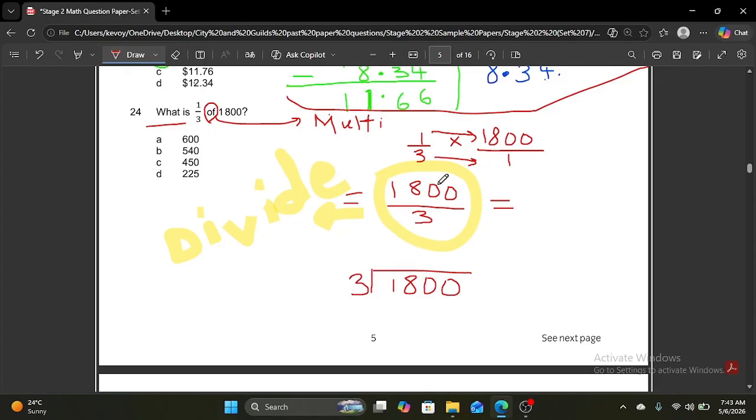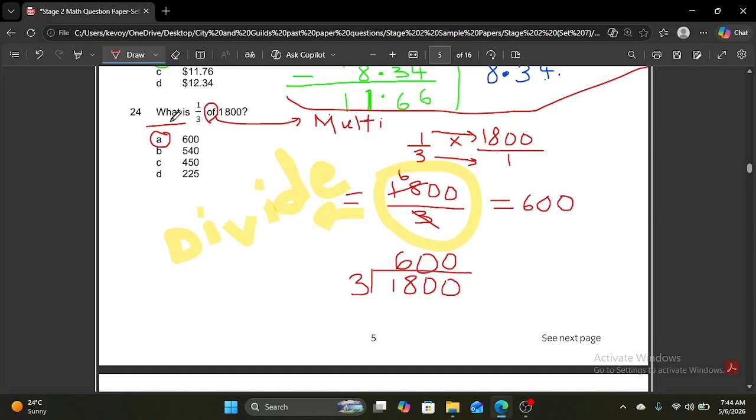So how many times can 3 go into 18? 3 into 18 goes 6 times, and we'll just put back our 2 zeros afterwards. So it should be equal to 600. How many times can 3 go into 18? 6, and you just put back 2 zeros. So the answer for 24 is A, 600. So A is the answer right there.